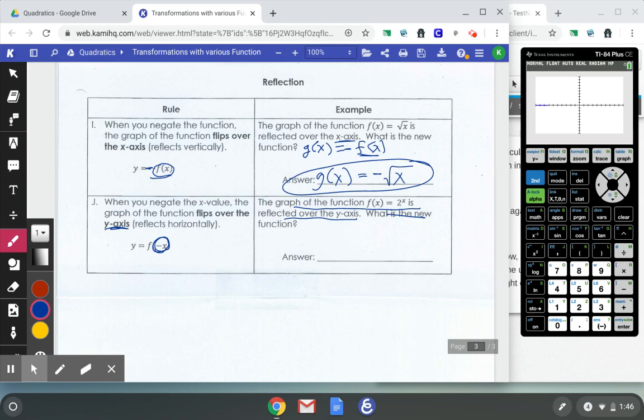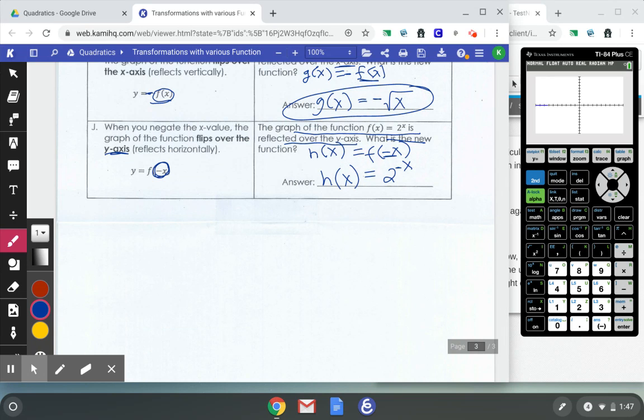So right here it says the graph of the function 2 to the x is reflected over the y-axis. What is the new function? So if I call my new function, let's say h of x, I remember to flip it over the y-axis, I'm going to multiply my x value by a negative. Okay, so when I go to write this new function, I'm going to think h of x equals, and so if my function is 2 to the x, that was f of x, but I'm going to negate the x value. So 2 to the negative x would flip it over the y-axis. Okay, so these are your rules on how to translate different functions.